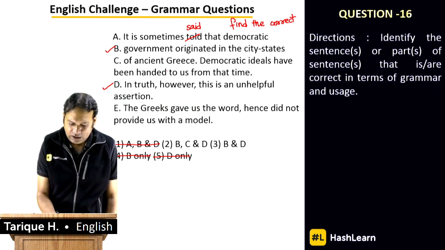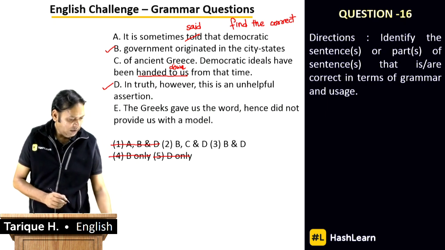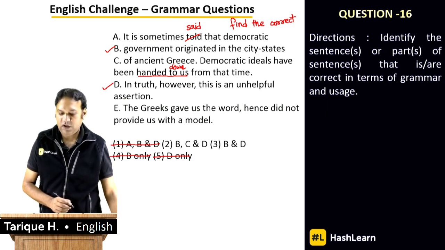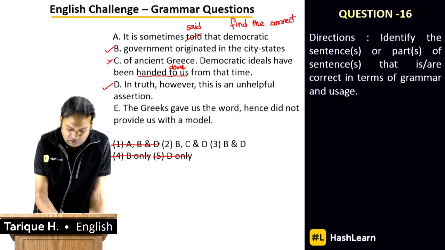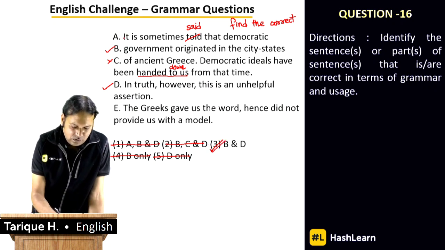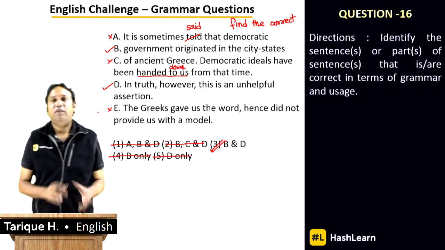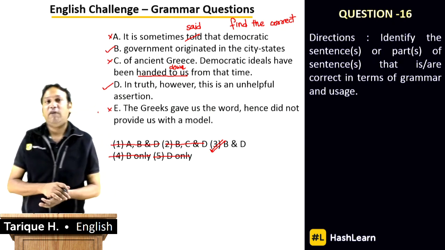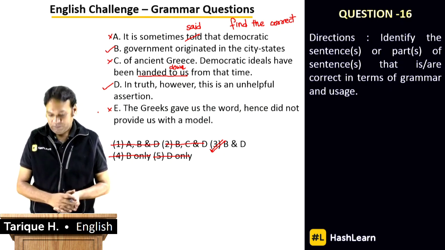"Governments originated in the city-states of ancient Greeks. Democratic ideals have been handed to us" is wrong. "Handed to us" is wrong. It should be "handed down to us". "Democratic ideals have been handed down to us from that time" should be the right way of presenting the answer. So C is wrong, which leaves us with answer option 3, B and D. Except B and D, all other sentences are wrong. We don't even have to check E here because we always use the elimination technique in these advanced kinds of questions. So the answer for the 16th question is 3, B and D.